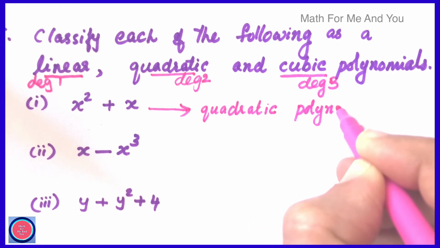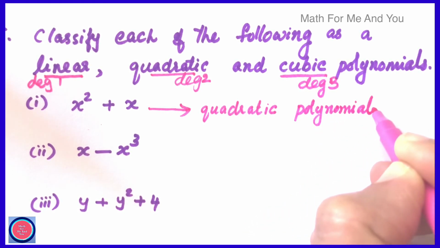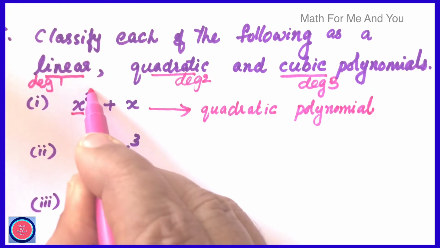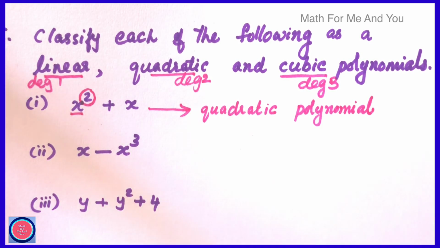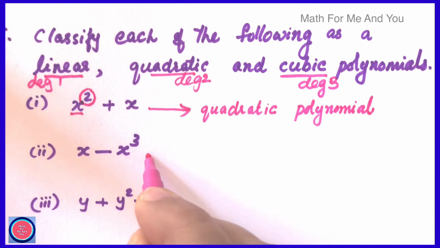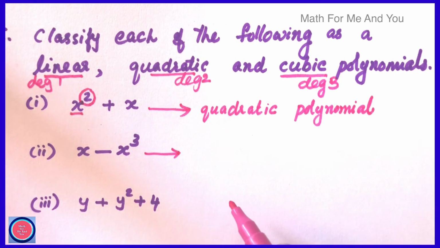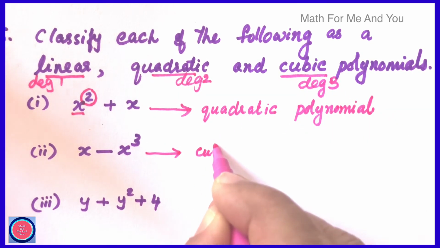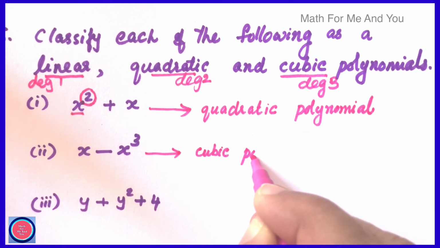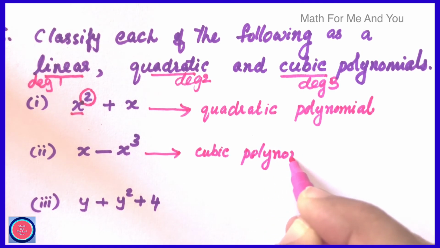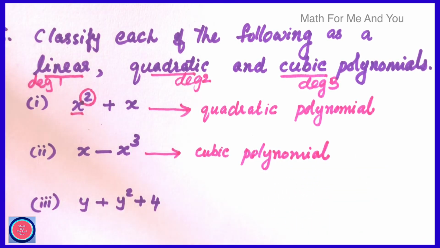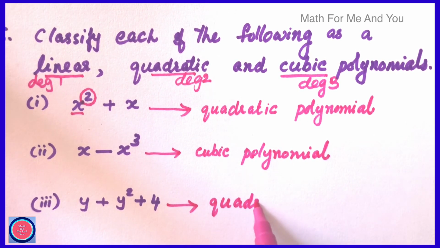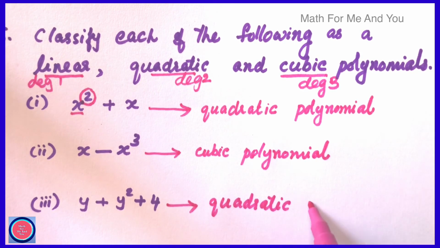Polynomials with the degree 2 we call quadratic polynomials. You can see x square, the maximum power is 2. Second polynomial, x minus x to the power 3. It's a cubic polynomial because there are two terms and the highest power is 3, that means it's of degree 3. Degree 3 polynomials, cubic polynomials. Next one, y plus y square plus 4. What is the degree? Degree is 2, highest power 2. So it's a quadratic polynomial.